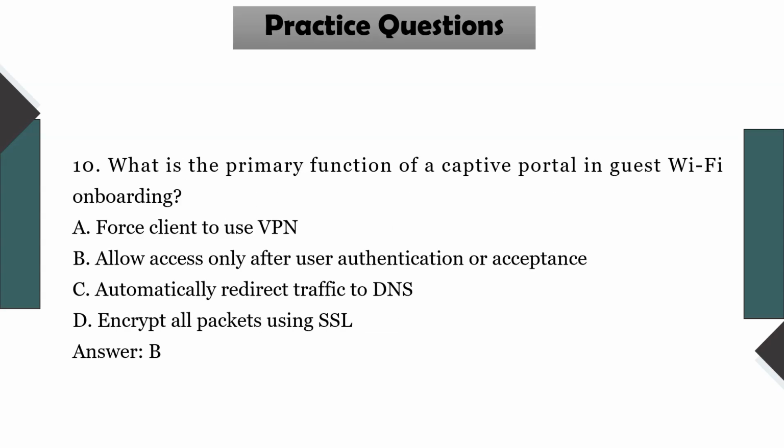10. What is the primary function of a captive portal in guest Wi-Fi onboarding? A. Force client to use VPN. B. Allow access only after user authentication or acceptance. C. Automatically redirect traffic to DNS. D. Encrypt all packets using SSL. Answer: B.